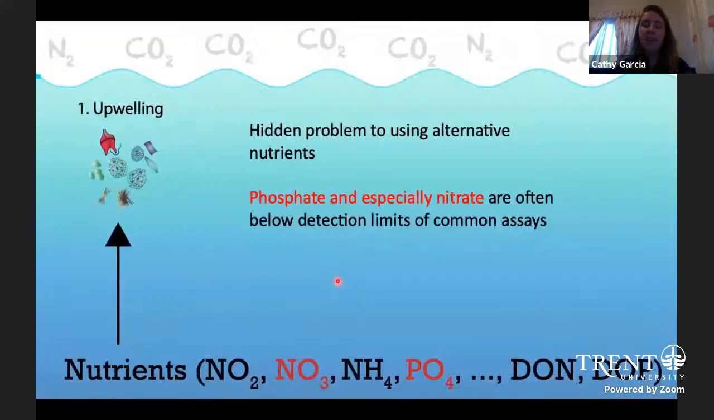So this goes to the part where we're combining different methods: the oceanographic observations and the trait model, and now trying to come up with another way to imply nutrient concentrations. There's a hidden problem with using this alternative nutrient, nitrate: it's below the detection limit of common assays. And this is a common problem unless you're using a high sensitivity phosphate assay called MAGIC SRP. Phosphate may also be below detection at many of these stations.